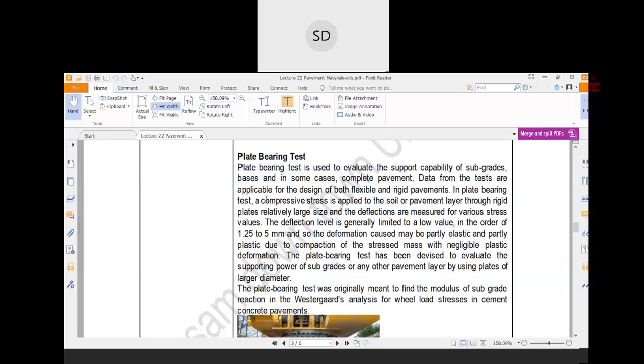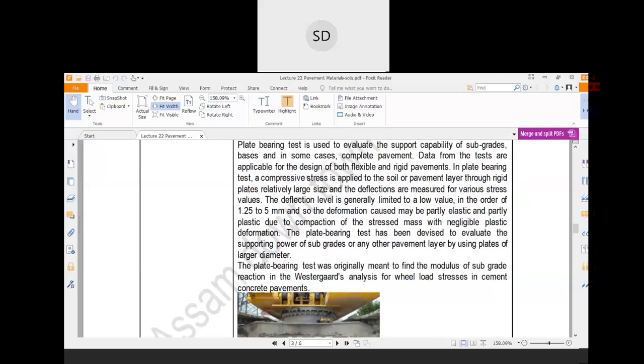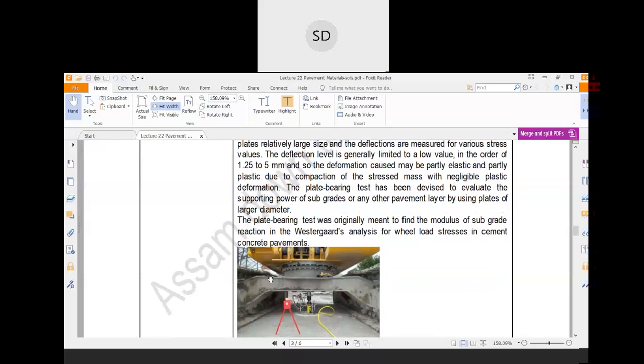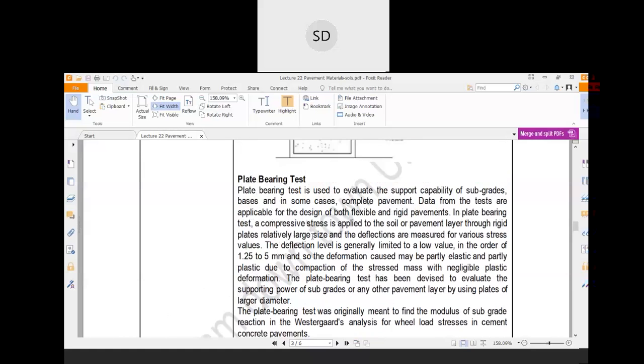Data from the tests are applicable for the design of both flexible and rigid pavements. In the plate bearing test, a compressive stress is applied to the soil or pavement layer through a rigid plate of relatively large size, and the deflections are measured for various stress values. Suppose this is the large plate, over the plate you will place some load. Sometimes sand or these types of materials are used as loading material for the plate bearing test.